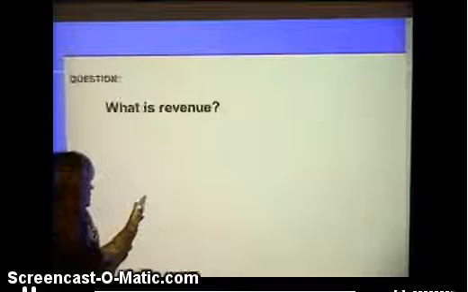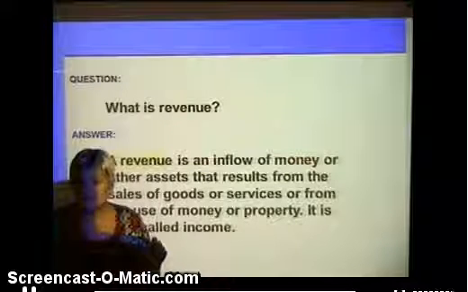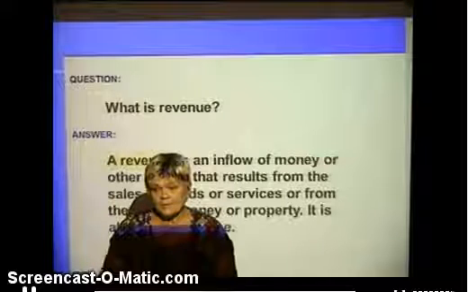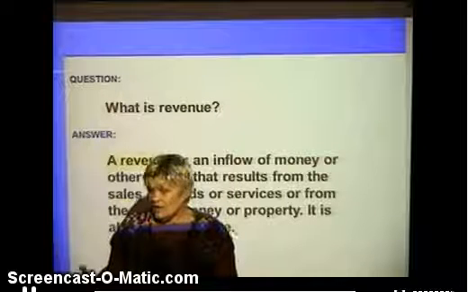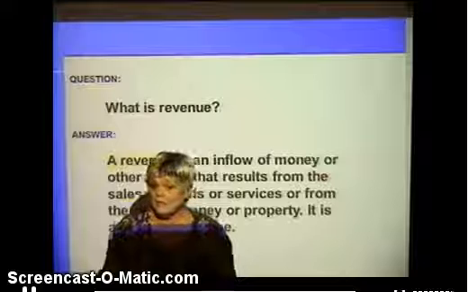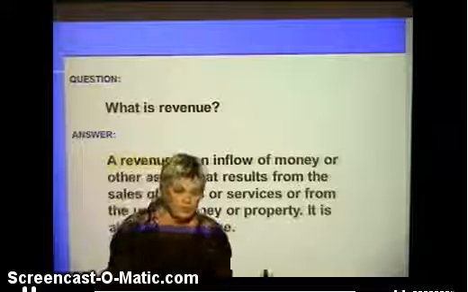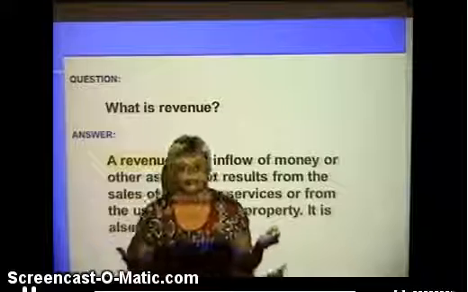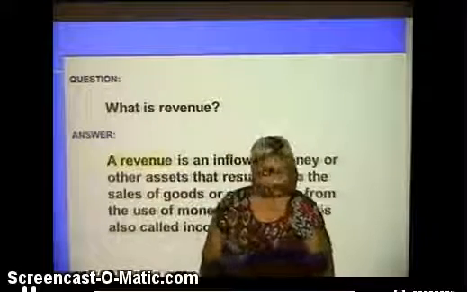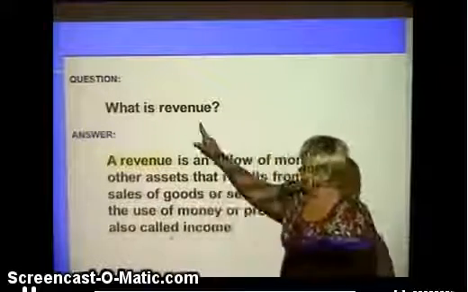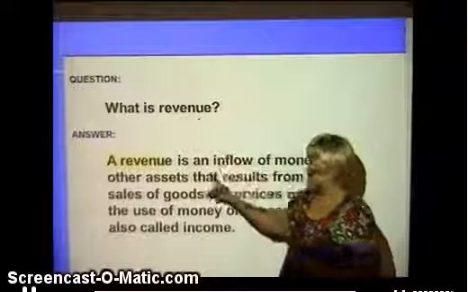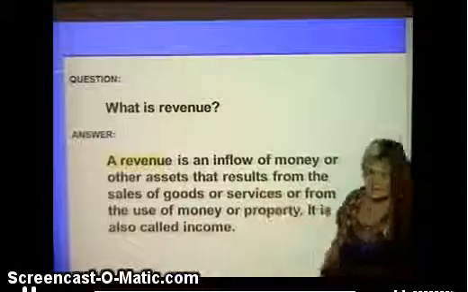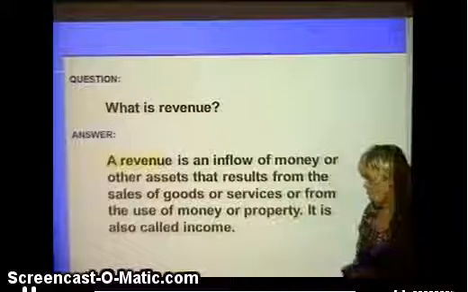Okay, so let's look at some equations. We've already looked at where we bought assets and sold assets, paid on accounts payable, created accounts payable, created accounts receivable, bought supplies. So let's look at what happens when we start operating our business. And what we hope we get is revenue, right? Revenue is the inflow of money or other assets that come into the business as a result of our operations.